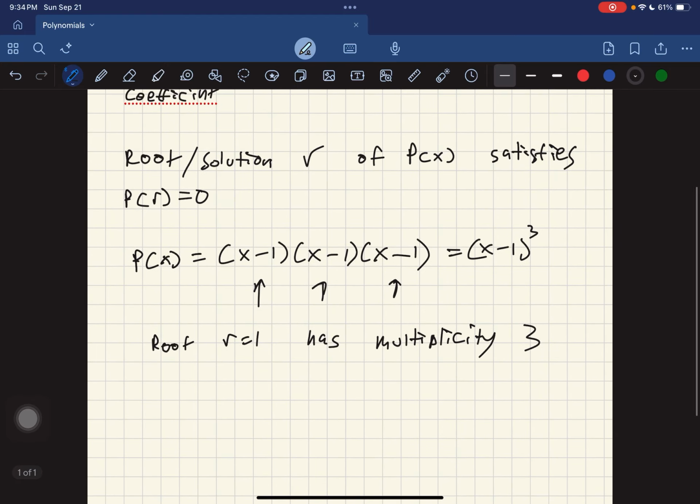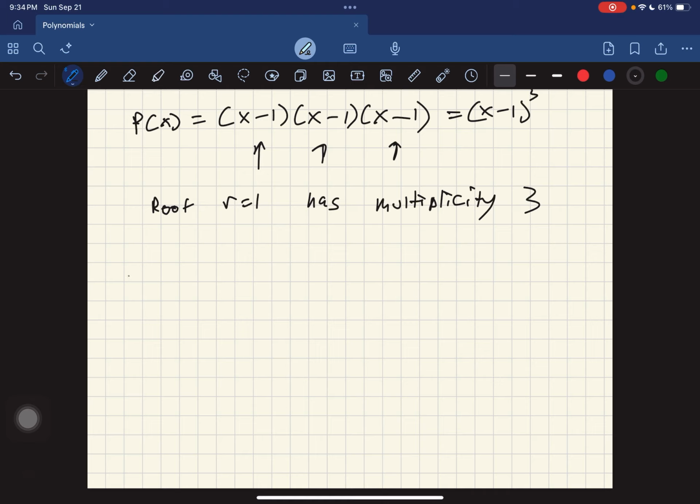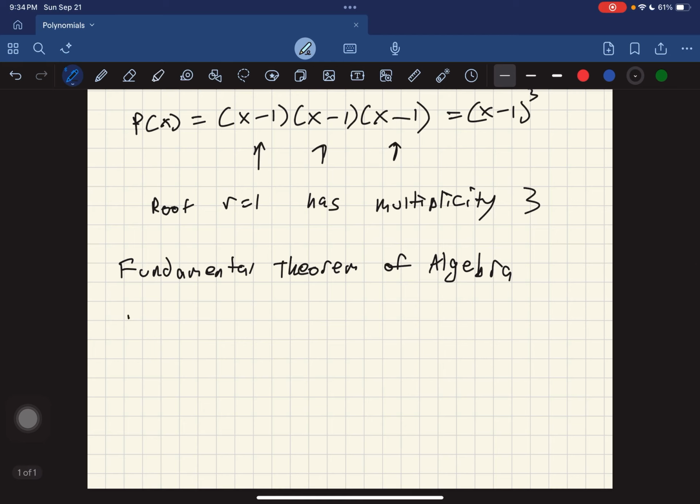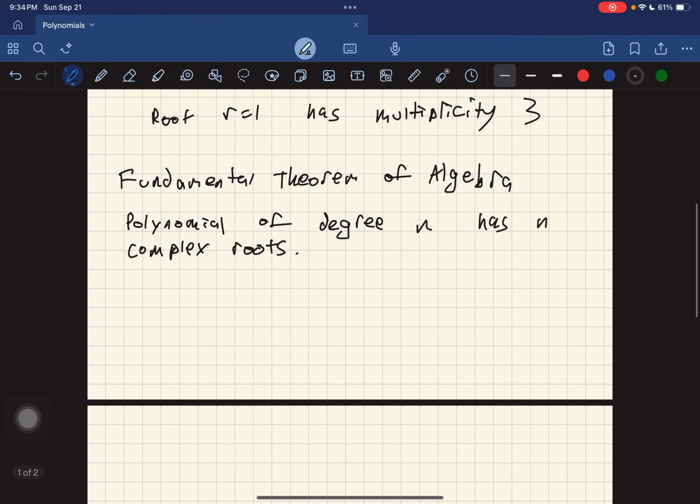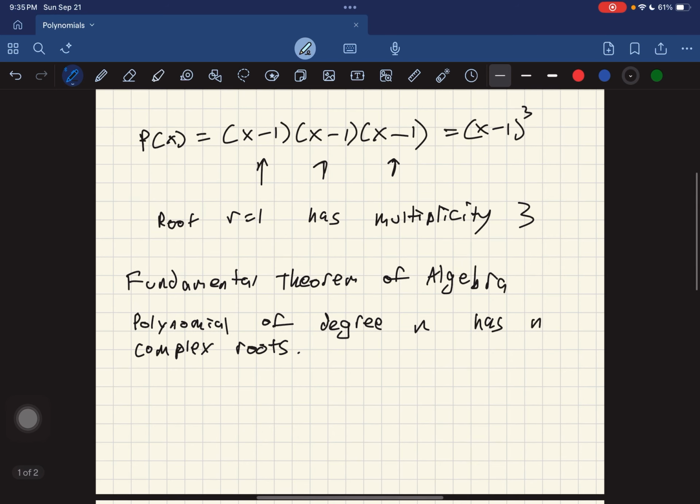The next thing we want to look at is the fundamental theorem of algebra. What this states is that a polynomial of degree n has n complex roots. If you don't know what complex numbers are, they're basically anything that can be written in the form a plus bi, where i is equal to the square root of negative 1. But don't worry about that too much right now. Let's just focus on the fact that it has n roots, and this could include roots that occur more than once.